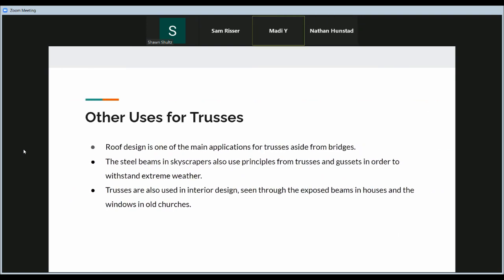Trusses are not only used for bridges, they're also used a lot in architecture, specifically being used in roof design. A lot of these designs are very reminiscent of the Pratt truss in a bridge, but it allows the roofs to have more structure and be more stable. Steel beams and skyscrapers also use trusses to help keep the beam stable when going against high winds in order to keep the building stable instead of falling down, because the trusses allow for the I-beams to have more stability. They can also be used for interior design through the exposed beams that you see in modern houses and in the windows that you see in old churches.